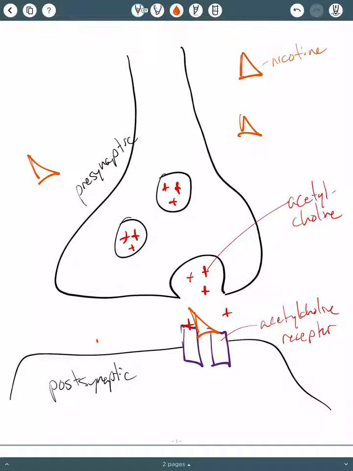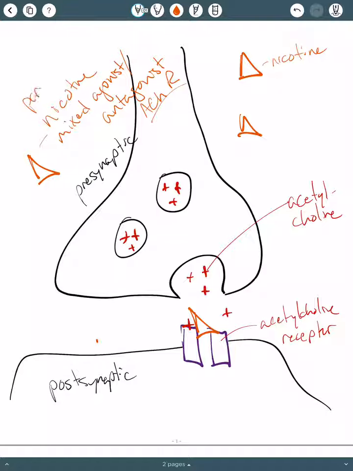So we call nicotine a mixed agonist/antagonist of acetylcholine receptor, which we abbreviate ACHR. We also call it a partial agonist. And that's because first it activates and then it blocks acetylcholine receptor. That's how nicotine works.